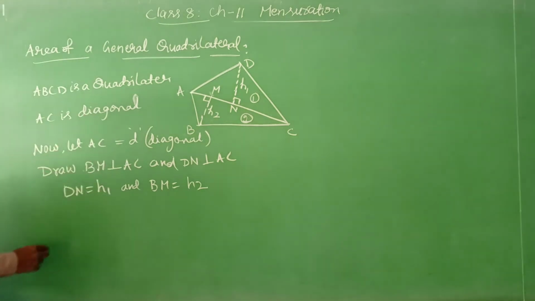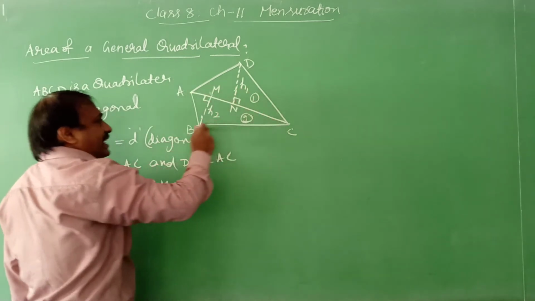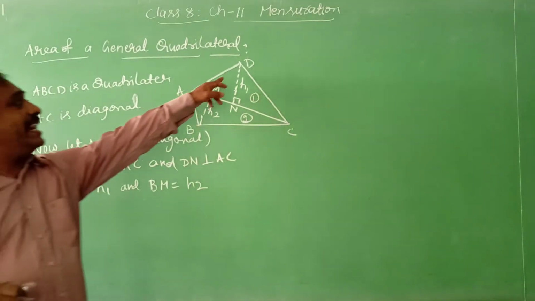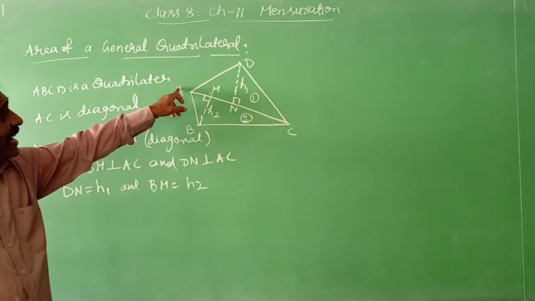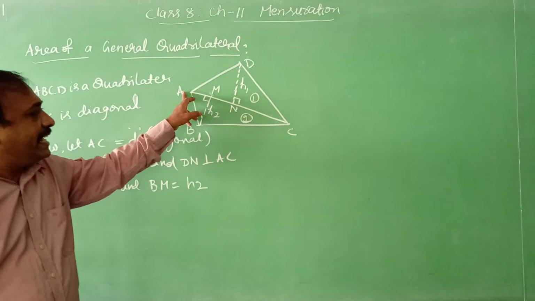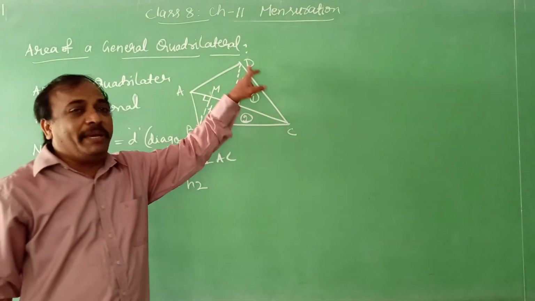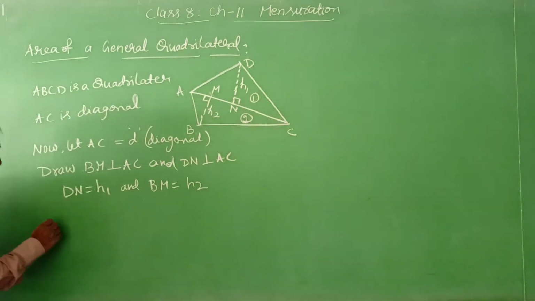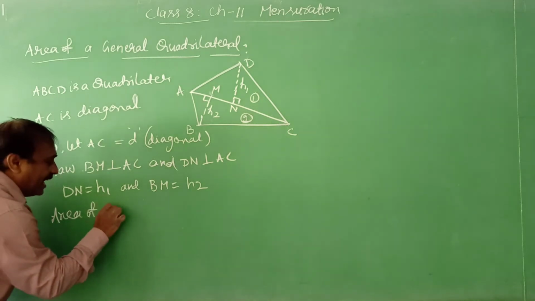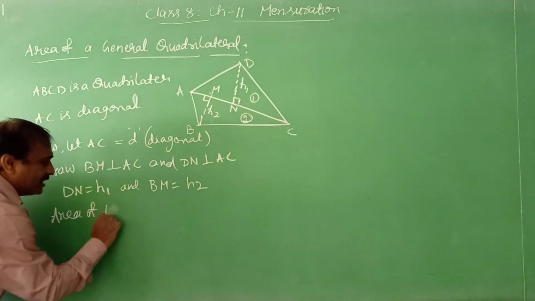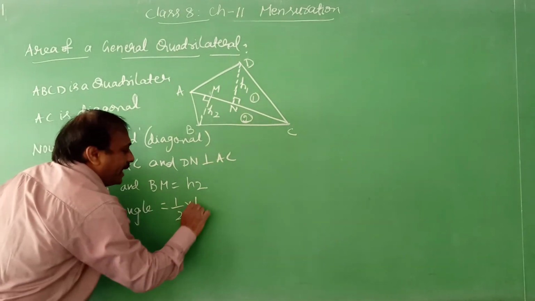The area of triangle ACD plus the area of triangle ACB together will give you the area of quadrilateral ABCD. So for any triangle, what is the formula? Area of a triangle is equal to half into base into height.